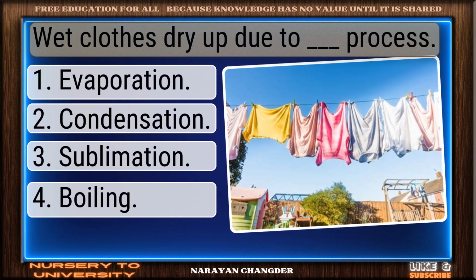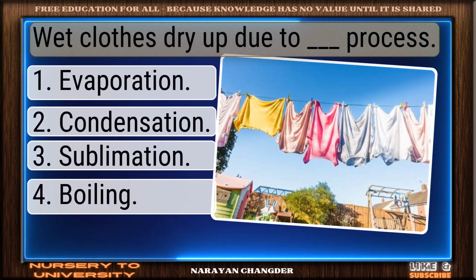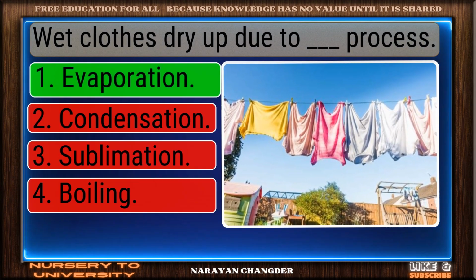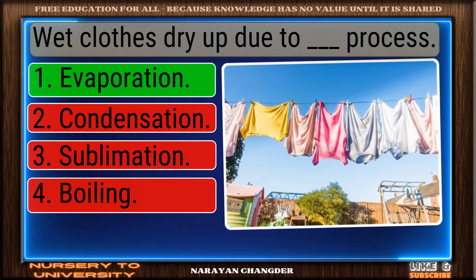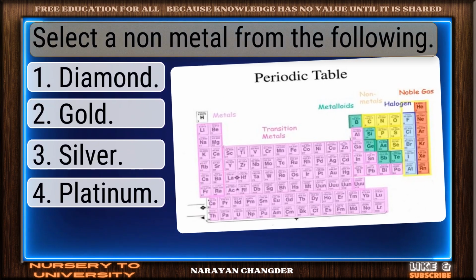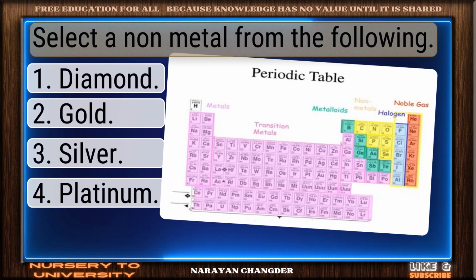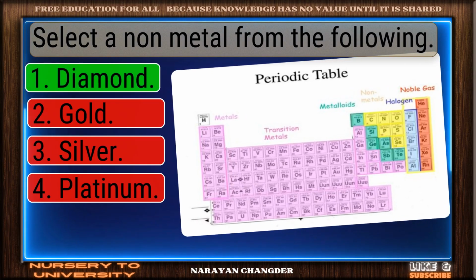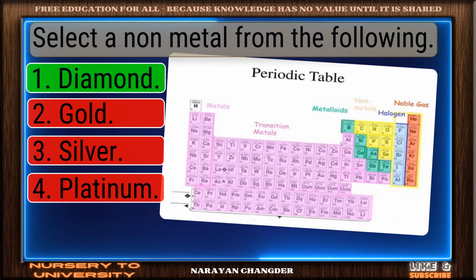Question number 79. Wet clothes dry up due to dash process? Good job. Your answer, evaporation, works well here. Question number 80. Select a non-metal from the following. On track. Diamond is the correct answer.